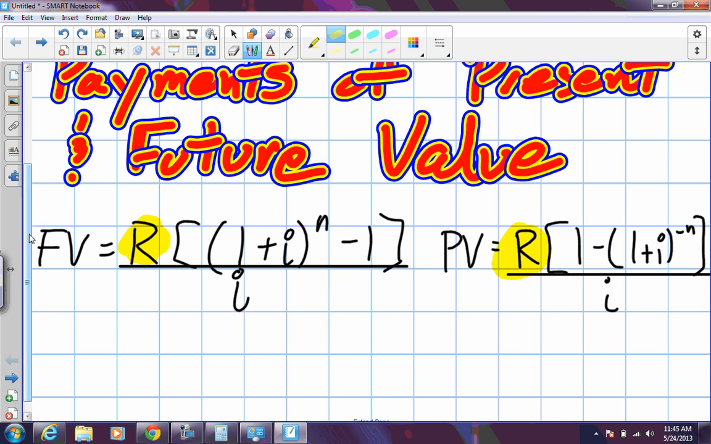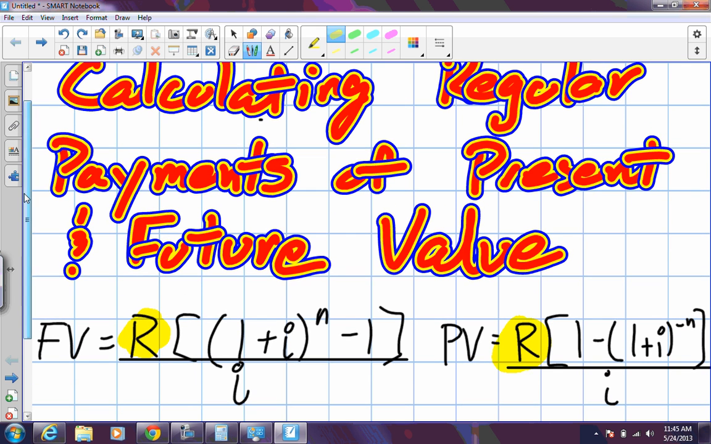The regular payments are the R's in both of these formulas. So let's talk about the difference between the two. For instance, in the future value formula, if we're trying to find regular payments, that means we have all the other information, the N, the I, and we have a future value amount.